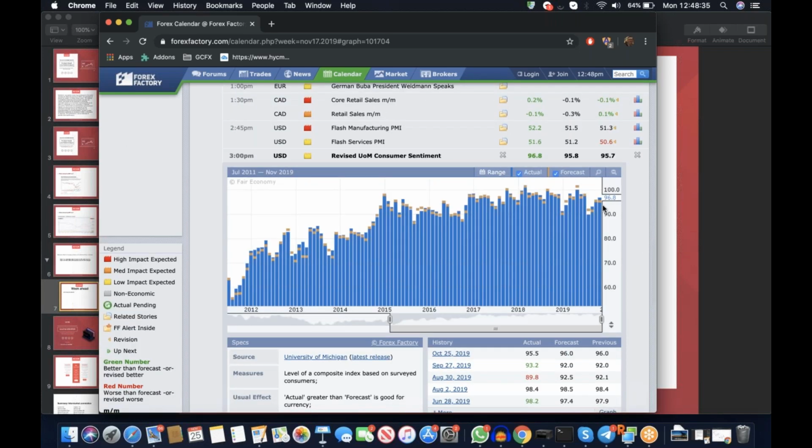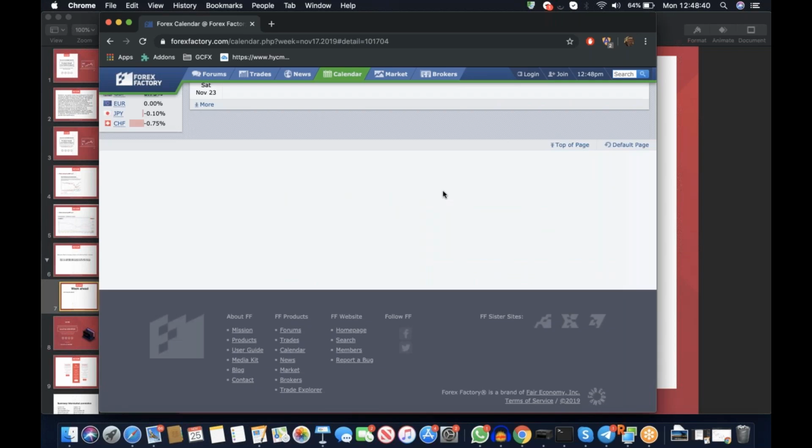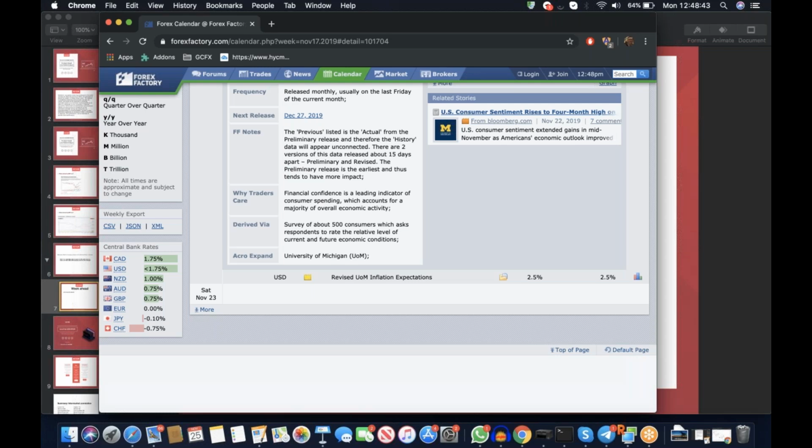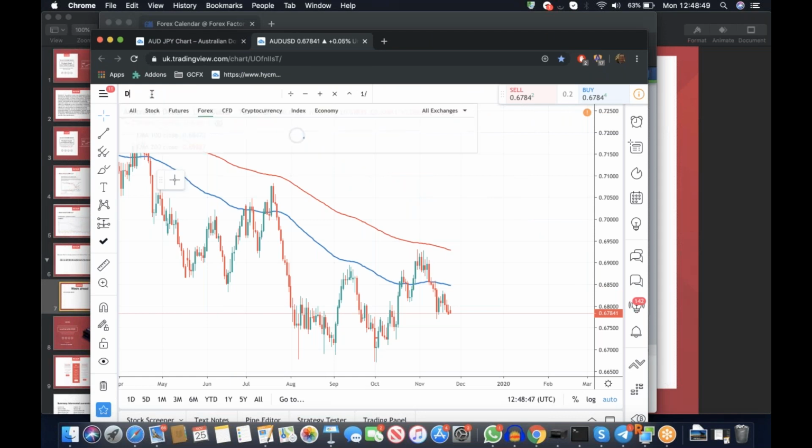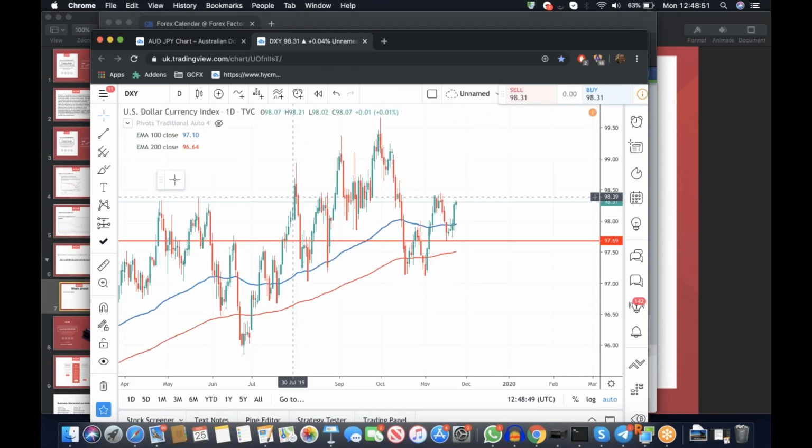Yeah, here we go. That was a really nice uptick for consumer confidence. So you put that all together, that's why we've seen at the start of the week some dollar strength on that economic data. So if you go to the dollar index, you can see here it's pushing up through the 98 handle. That's been supported.